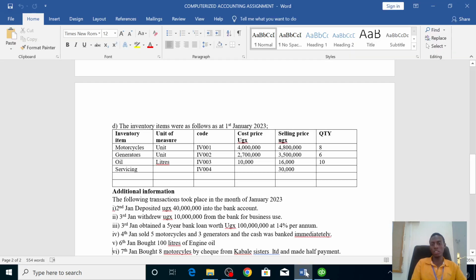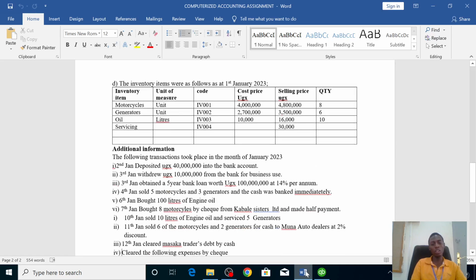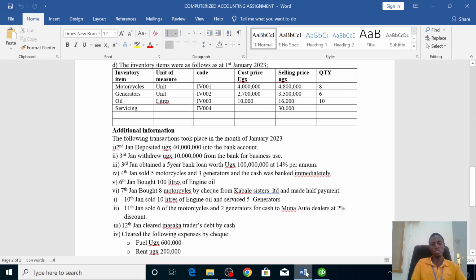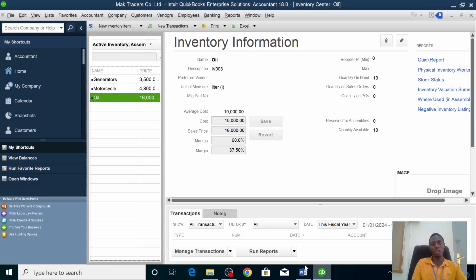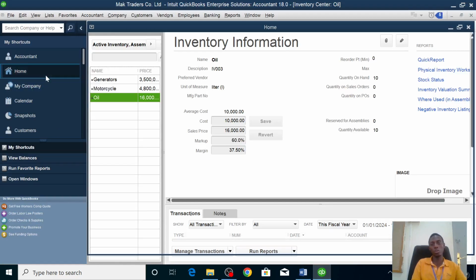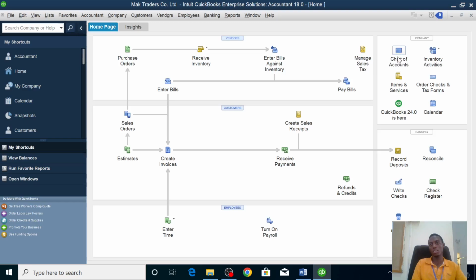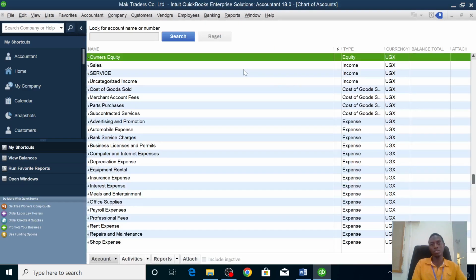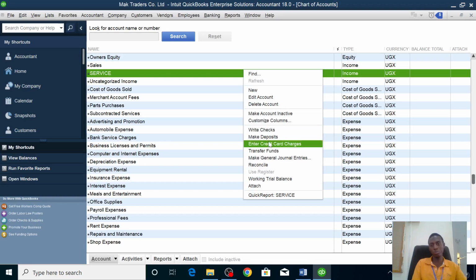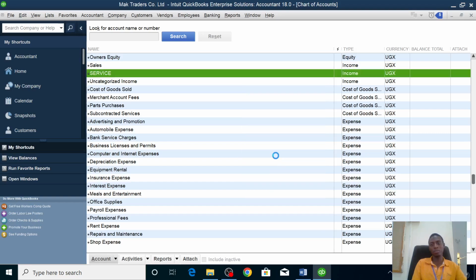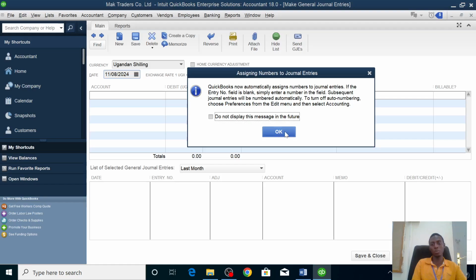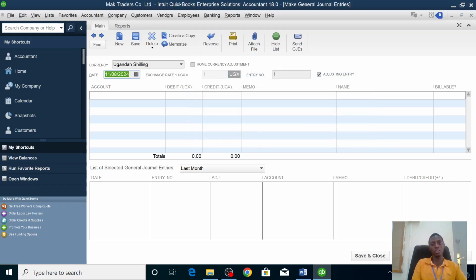I'm done with inventories. Now to additional information. On 2nd Jan, deposited 40 million into bank account. We come to home, chart of accounts, and make a journal. Since the money wasn't from any sale, you just record it as capital, part of the capital.